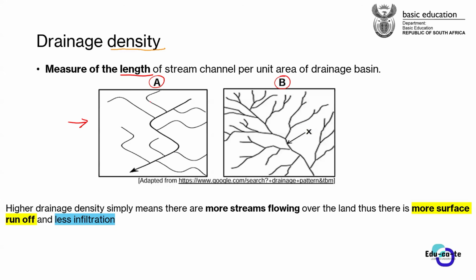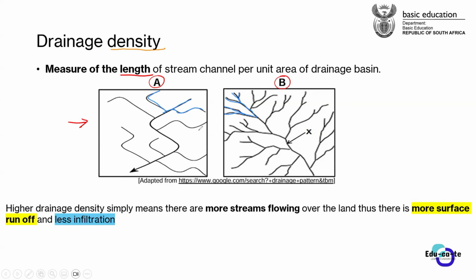Because remember, guys, these drainage patterns are simply made up of streams that are flowing over the land. They are just made up of water that is running off over the land. So here we have got fewer streams or fewer channels of water flowing over the land. But when you go to drainage pattern B, we're having more streams. You can see that there are many. They look like trees, in fact, because it's a dendritic pattern. But there are many streams flowing in this area. So we say that at A we have got a lower drainage density, whereas at B we have got a higher drainage density.